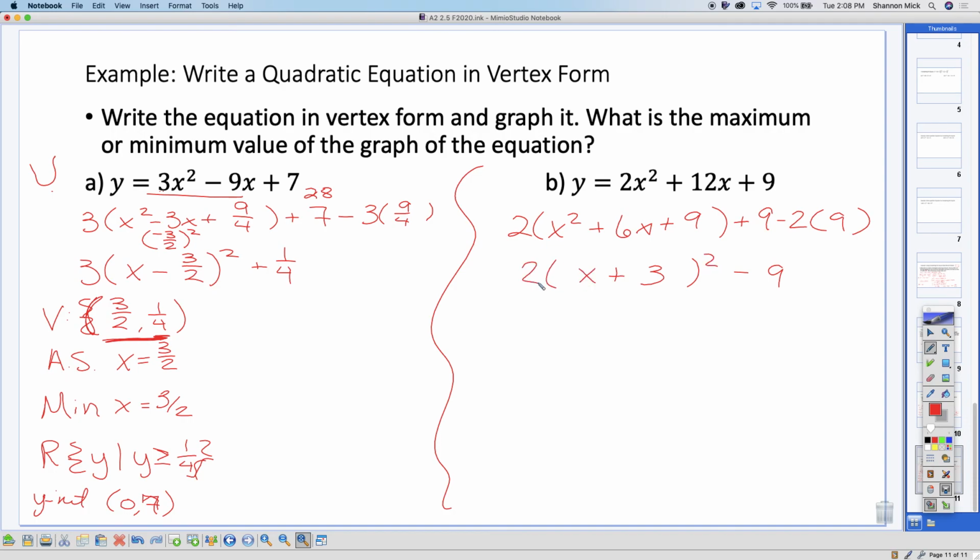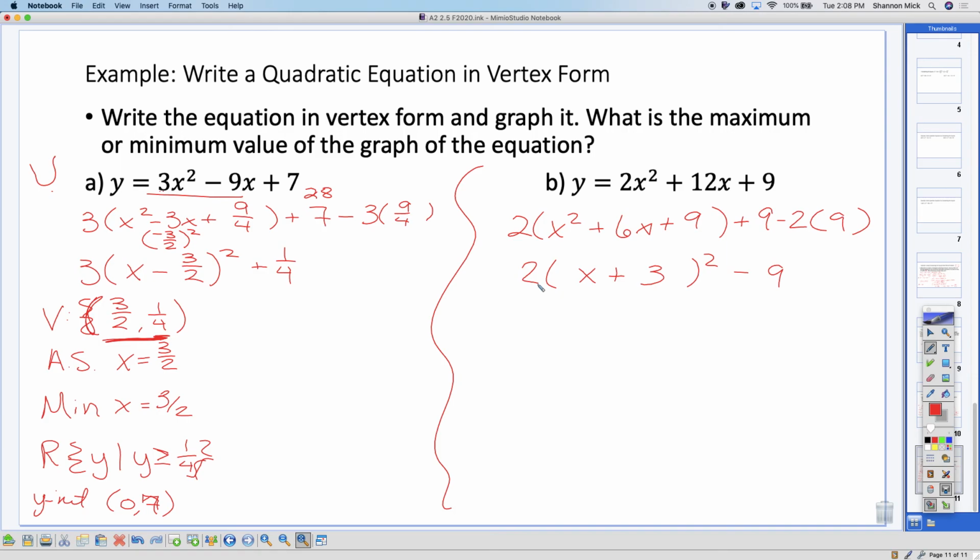Oh, okay. I got it. Is that right? Yes. No, this time I mean it. The vertex is 3. Callie, is that what you got? It's what I got, except I put 6 over 2 instead of 3.